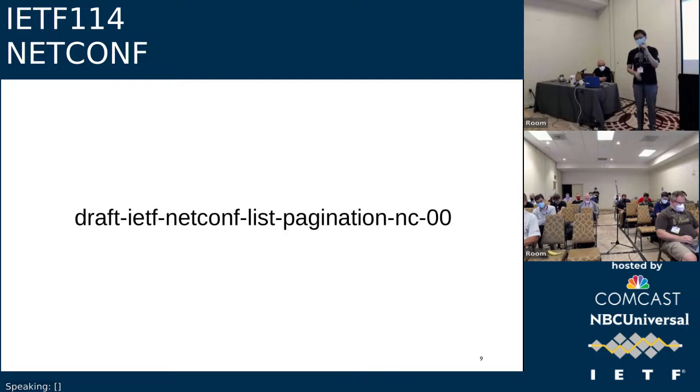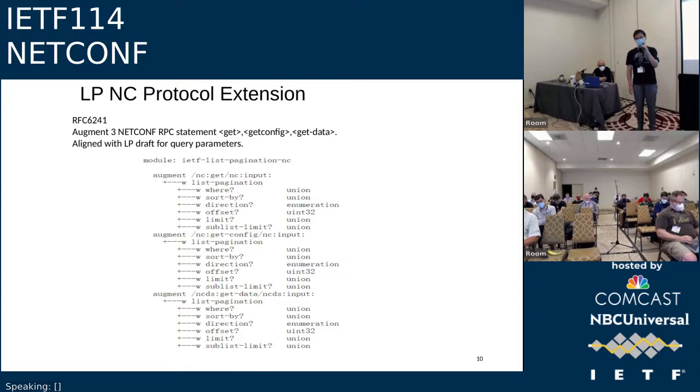So the second job is the NETCONF protocol extension. Next. In this job, we provide two extensions. The first is that we augment the three NETCONF RPC statements: get, get-config, and get-data. And we also align with the list pagination job for query parameters. You can see all these query parameters have been put here to try to align with the list pagination mechanism job. Next.